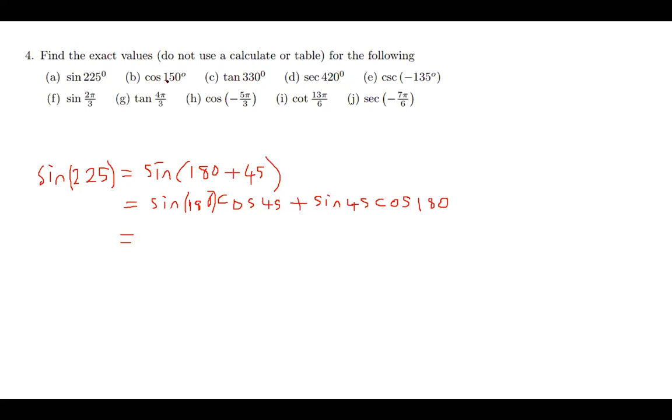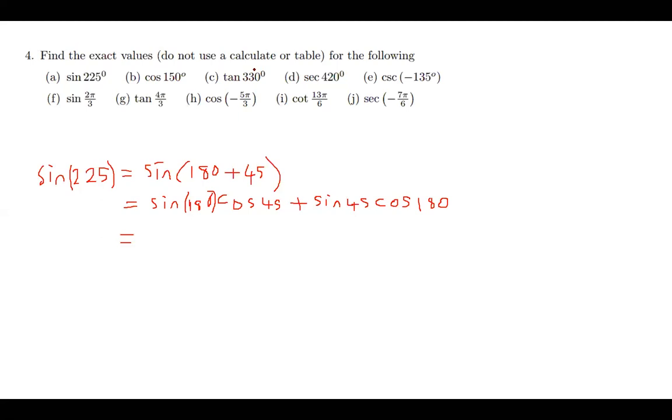So for 150, you can say 180 minus 30. With 180 minus 30, you also resort to the compound angle formulas, and you get the answer. For tan 330, you can use 360 minus 30, you get 330.